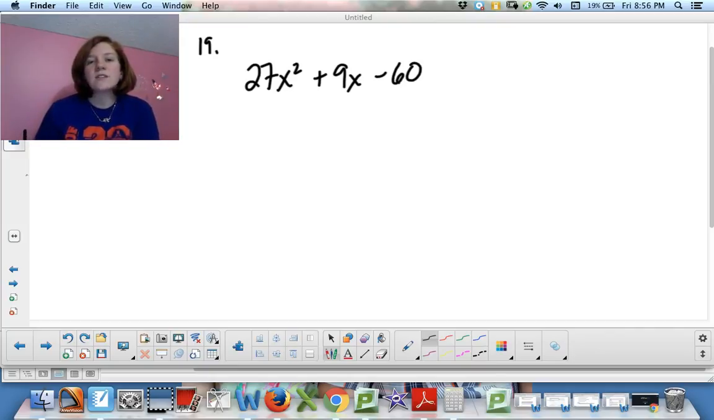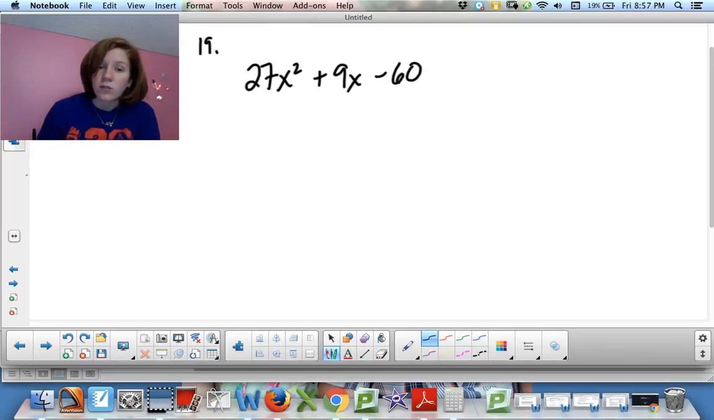It's 27x squared plus 9x minus 60. So there's a couple things I noticed right away. One, I have a number other than 1 in front of my x here, so that means I'm going to have to think about more than just what multiplies to give me this and adds to give me this. Also, these are really big numbers, and that's annoying, and it doesn't sound fun to me. But 27 is divisible by 3, so I'm going to check these other numbers here to see if they're also divisible by 3. And sure enough, both of those are, so I'm going to factor out a 3.